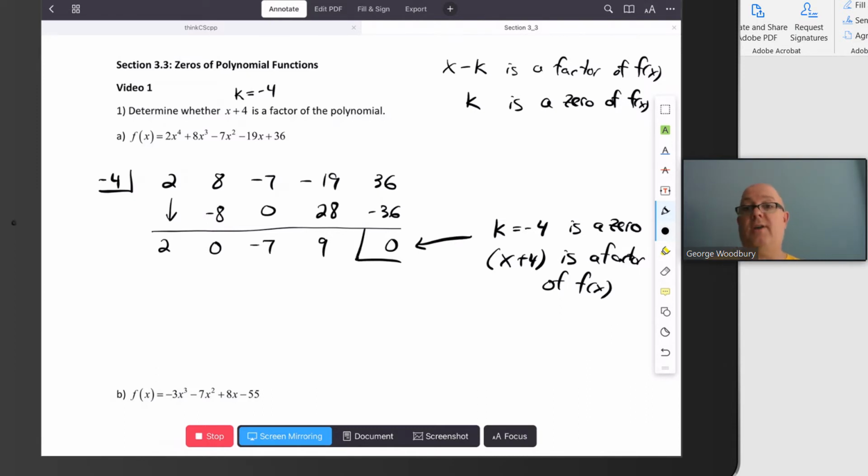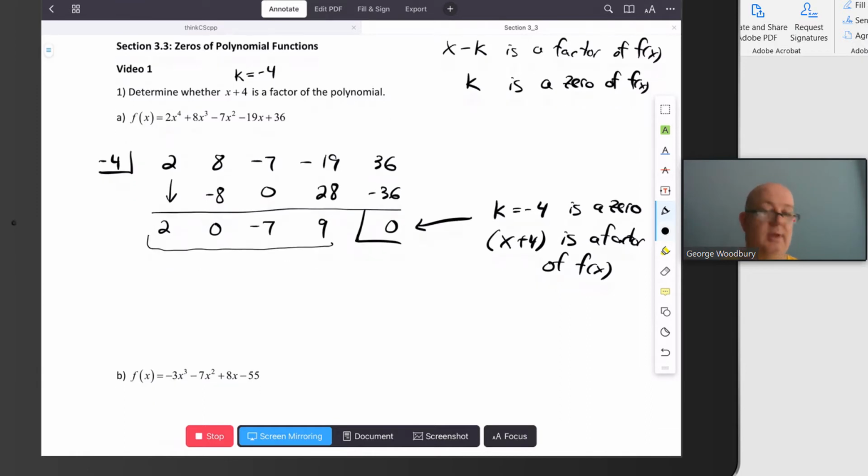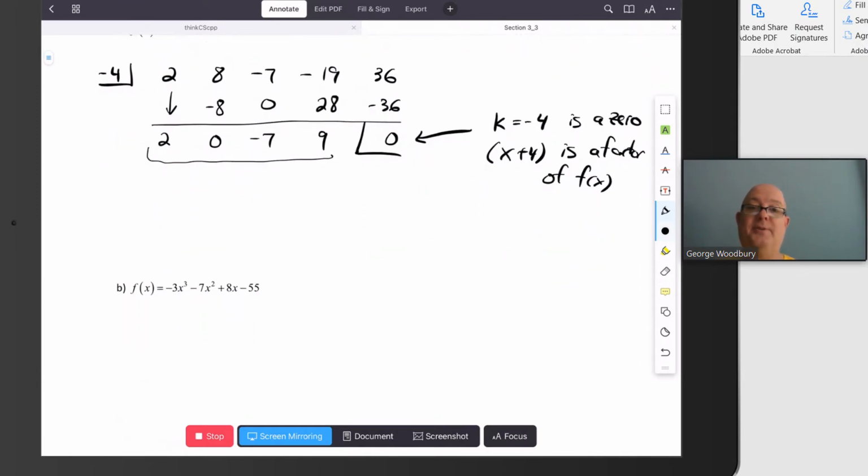Now, if we were trying to find all the zeros or all the roots of that function, because we know that x plus 4 is a factor, we can, and we have, divided it out, and we could worry about the remaining function, which was 2x cubed minus 7x plus 9, and we would go after that one next. More on that in a later video.